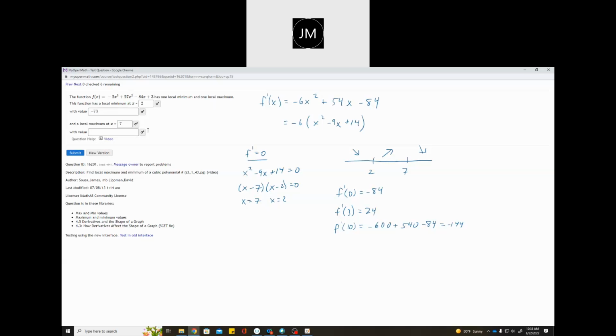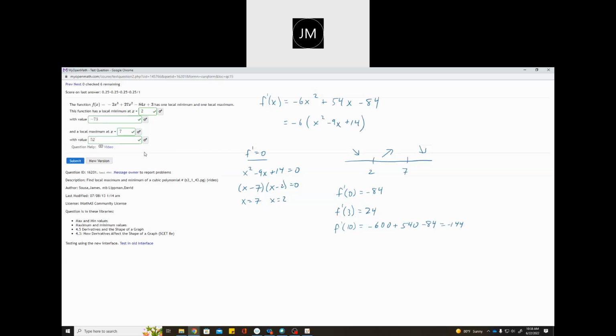And if I plug 7 into the function, I get 52. Okay. So that's my local max and its y value. Okay, does that one make sense? Okay. Another homework question?